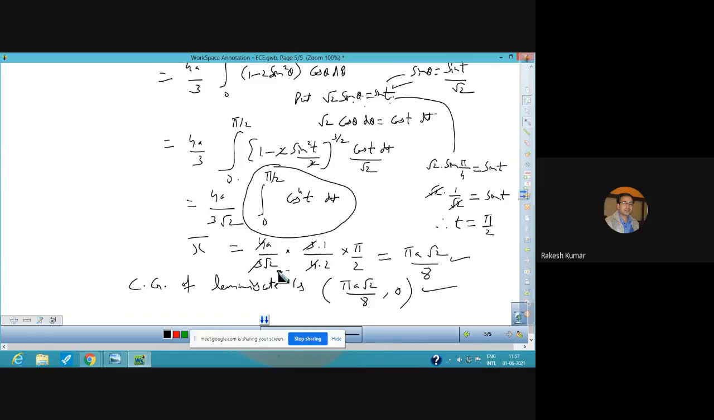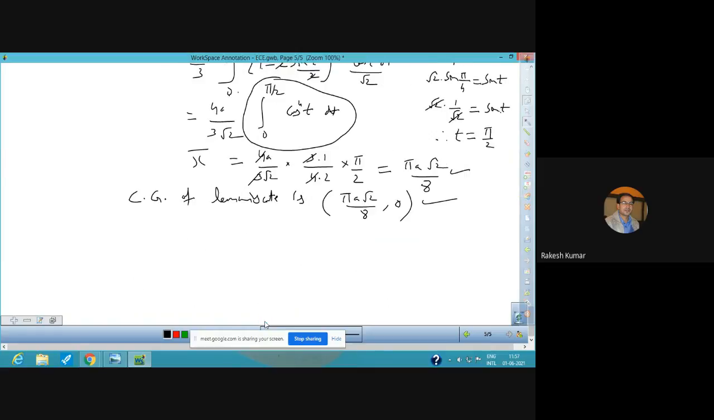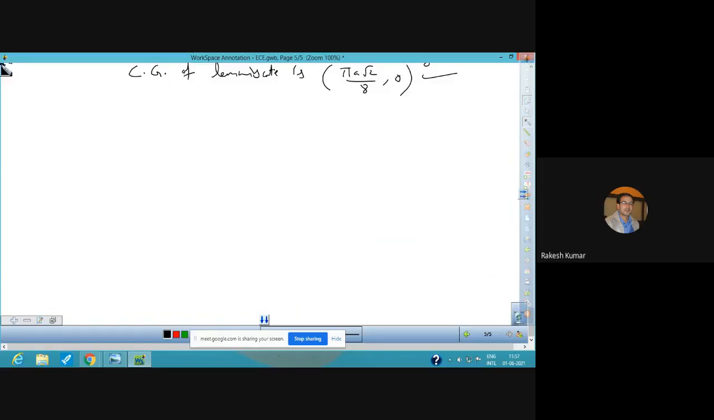Now this is very important to note down, how to find out the center of gravity of a two-dimensional surface. Now we can have a three-dimensional surface. Let us do that. The question is: find the center of gravity of half of ellipsoid, half of ellipsoid. This is a three-dimensional surface.